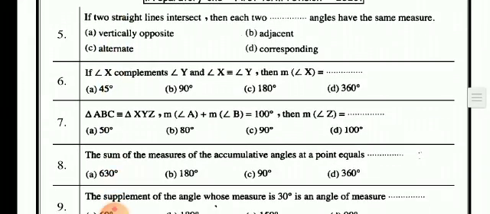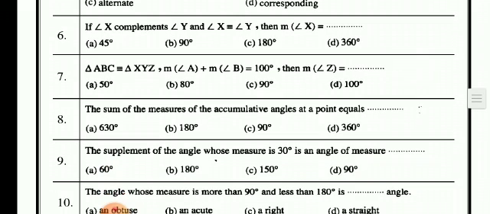If two straight lines intersect, then the two alternate angles have the same measure. If x is complementary to y, it means their sum is equal to 90, and if they are congruent, so each one, the measure of angle x and the measure of angle y, equals 45.